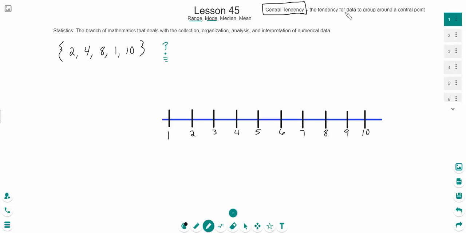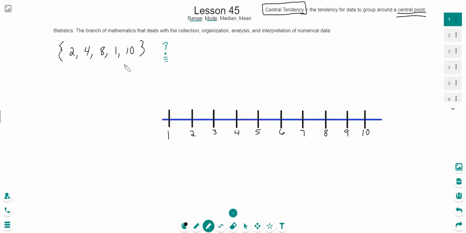It's the tendency for data to group around a central point. And really, one of the most sought after things in statistics is that central point. That's really a lot of the work that we're going to be doing, to try to find that central point given the data that we have.